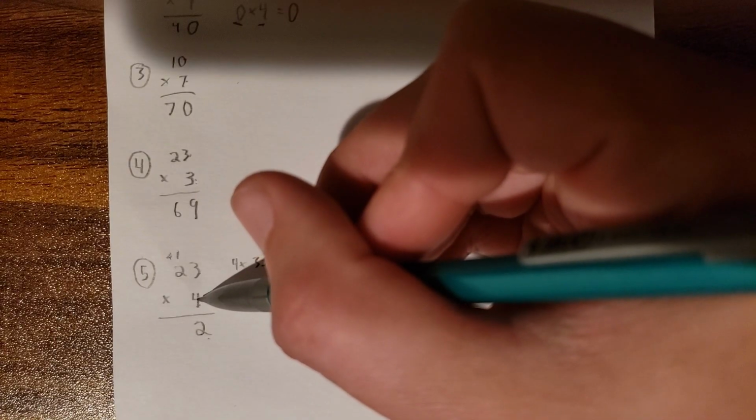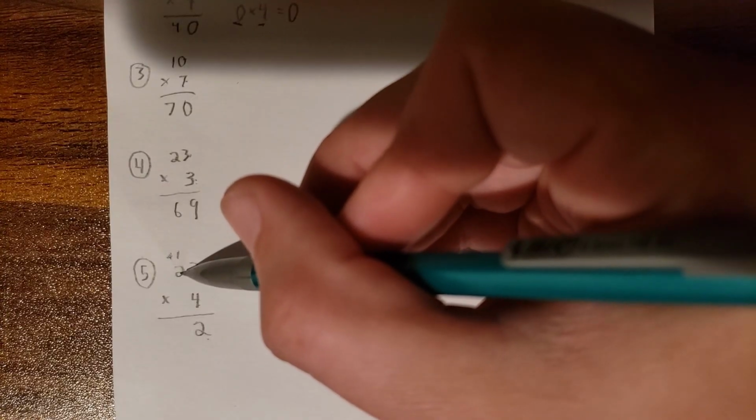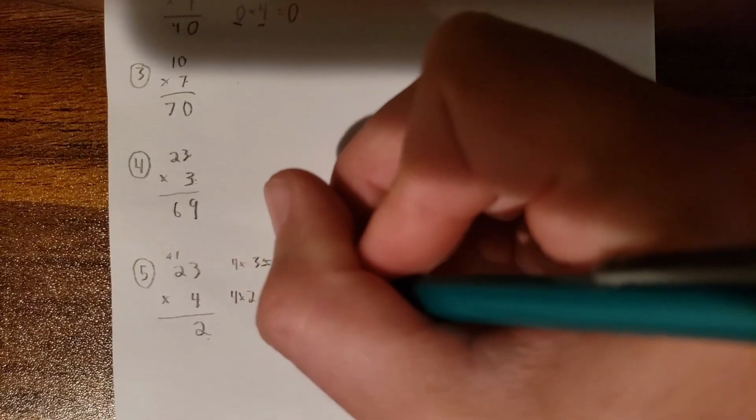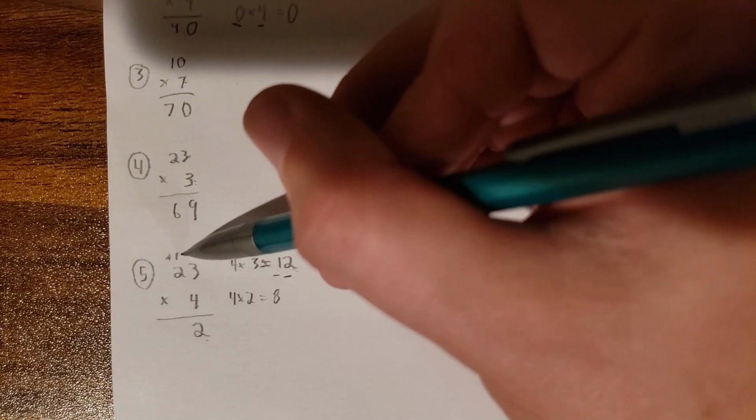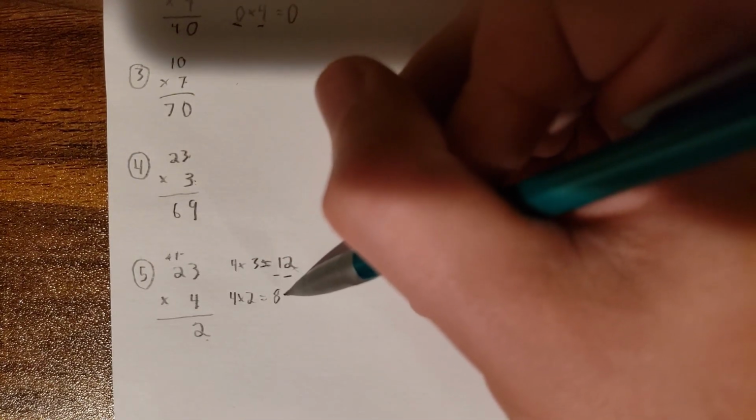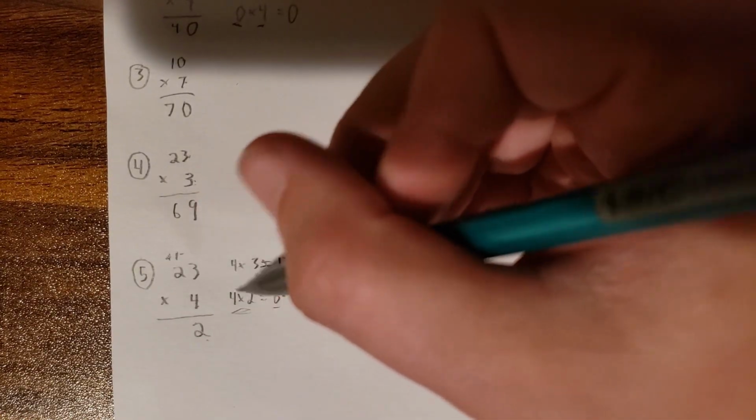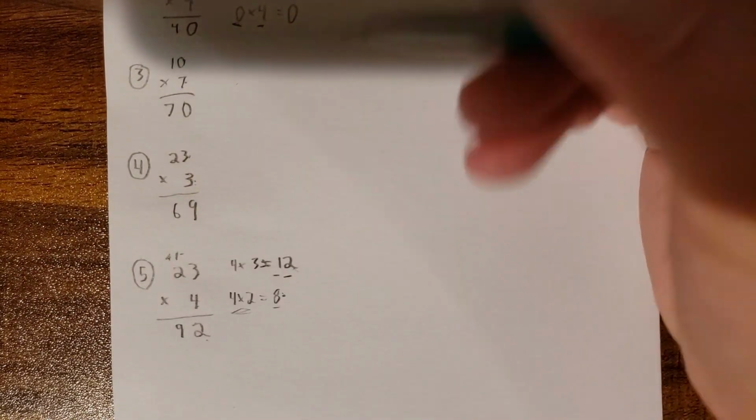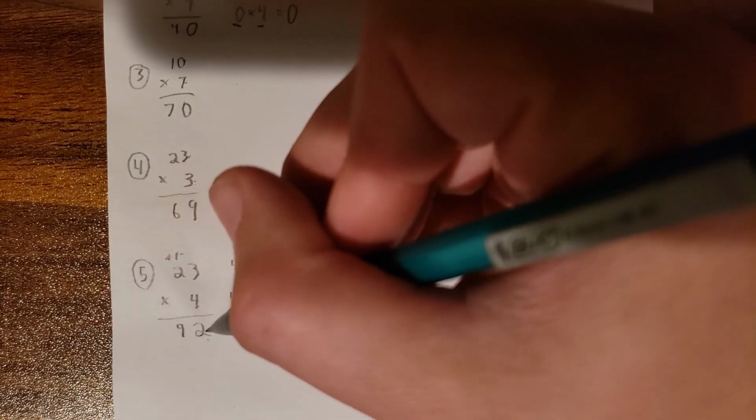We'll say, what is 4 times 2? 4 times 2 is 8. So we'll write that out. 4 times 2 is 8. And what we're going to want to do with this extra 1 up here is add it to our answer that we got from doing this second little multiplication. So 8 plus 1 is going to be 9. So we can say that 23 times 4 is 92.